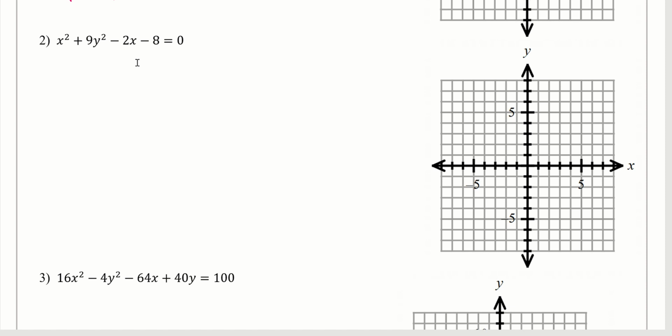Okay, so with completing the square, what you want to do is get all of your like variables together, and then all of your constants on the other side. So what I'm going to do is add this 8 to the other side, and then bring the x's together.